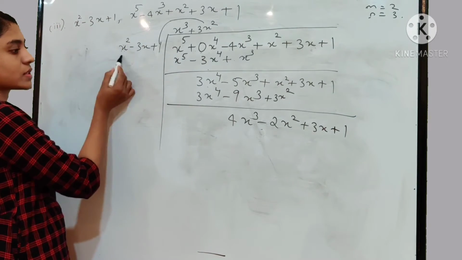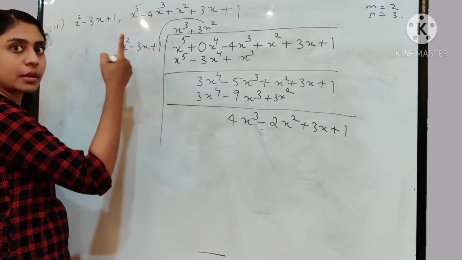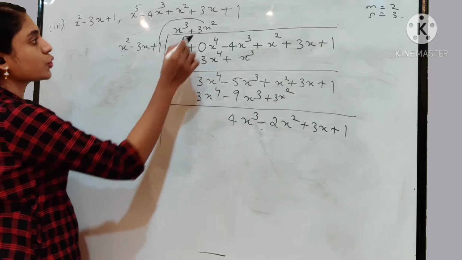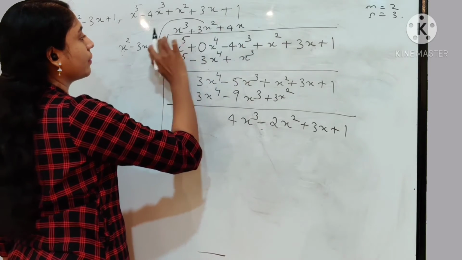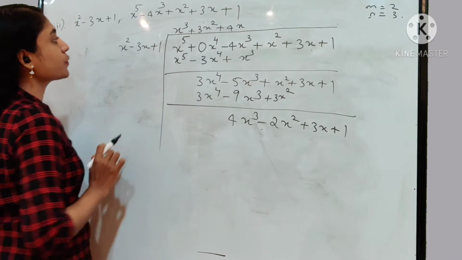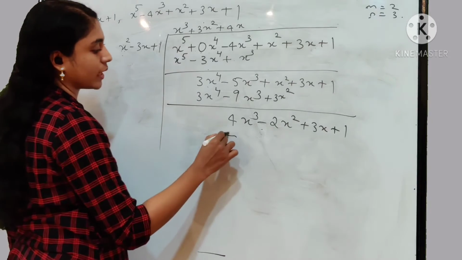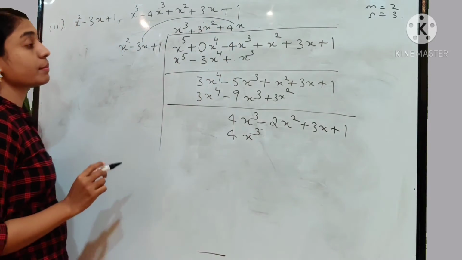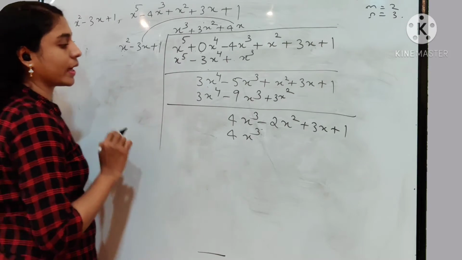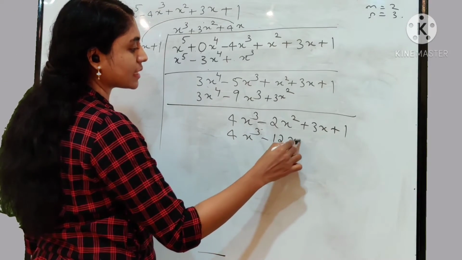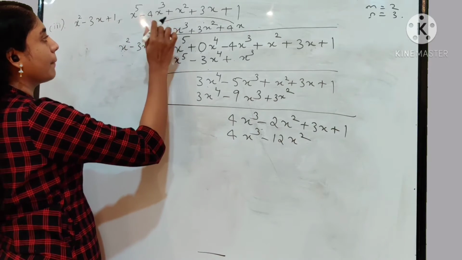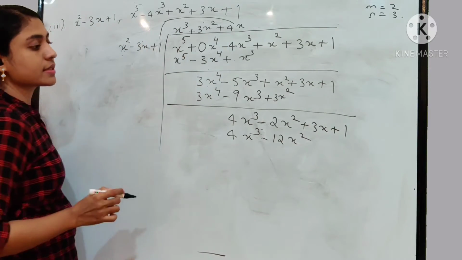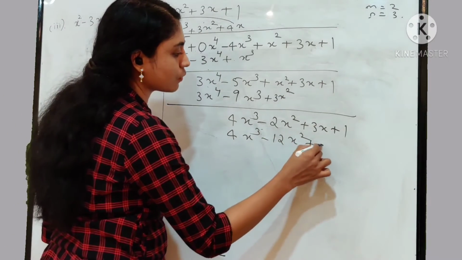Again x cube, x square. Here degree is higher, so we can perform division. x square into 4x. Why? Because 4x into x square, it is 4x cube. So write 4x cube here. Then minus 3x into 4x, it is minus 12x square. Minus 12x square, write it under x square term. Then plus 1 into 4x, it is 4x. Plus 4x.